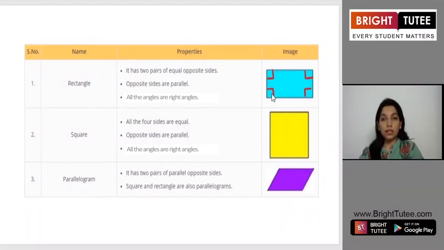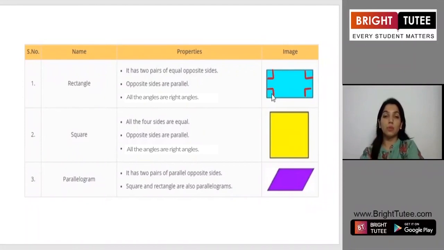You can also say this, that the adjacent sides of a rectangle meet each other making a 90 degree angle, or we can say that the adjacent sides of a rectangle are perpendicular to each other. I hope this is clear. Now we are aware of the properties of a rectangle.